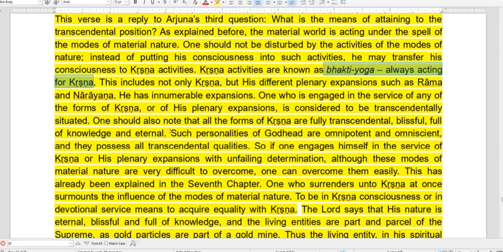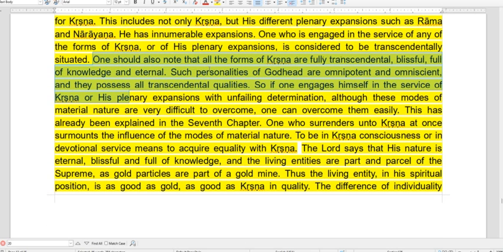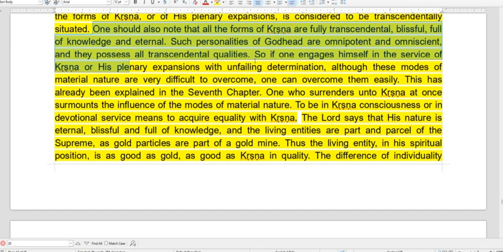Okay. Now we will, where were we? Such personalities. Okay, now I want someone to read from here. One should also note that, can someone read that from here? Yes, Prabhuji. Go ahead.